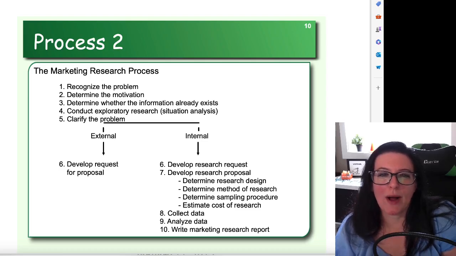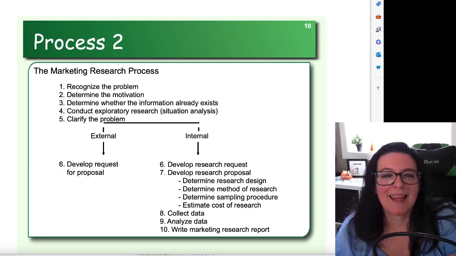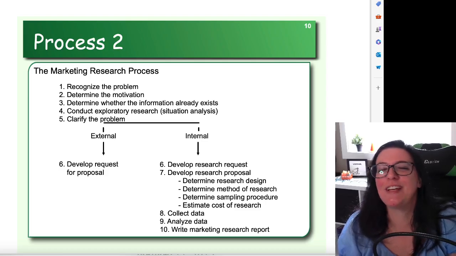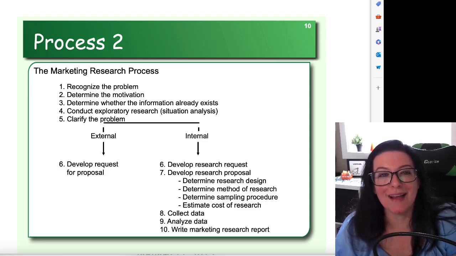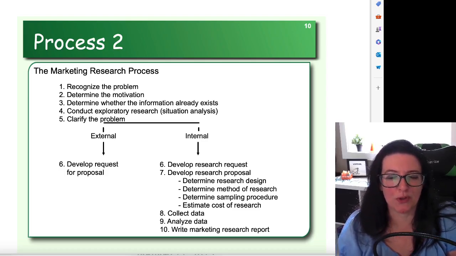Essentially, the research request is to get permission from the higher ups, the stakeholders that will be funding it or giving you time away from your other duties. And so it is a request to do the research project. And then we'll look at a research proposal.